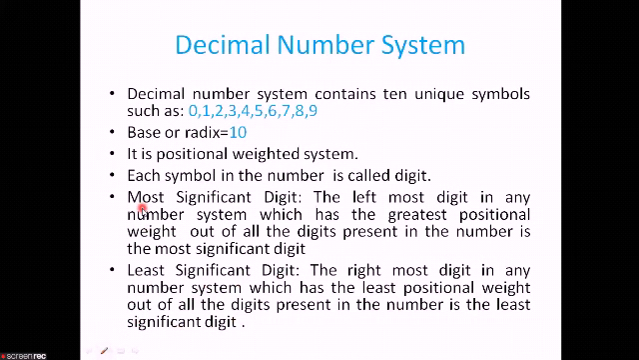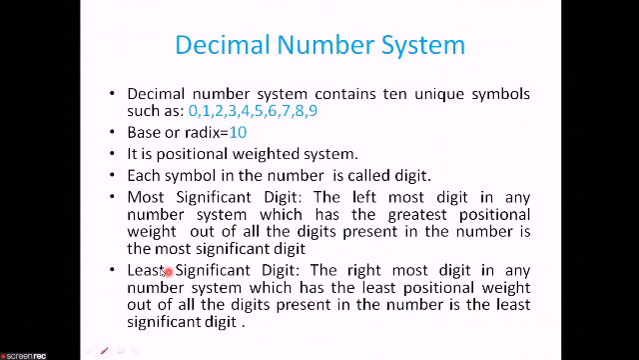The short form of MSD is MSD, and the full form is most significant digit, and the short form of least significant digit is LSD, and the full form is least significant digit. Now these two things are very important because number systems are positional weighted systems, and each of these digits gives us some position, that is, it is either a most significant digit or a least significant digit.